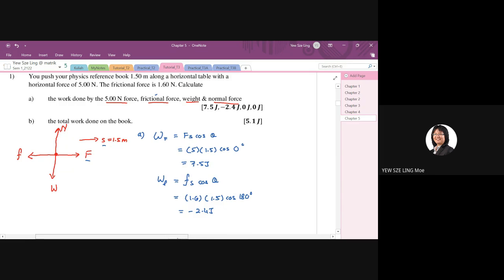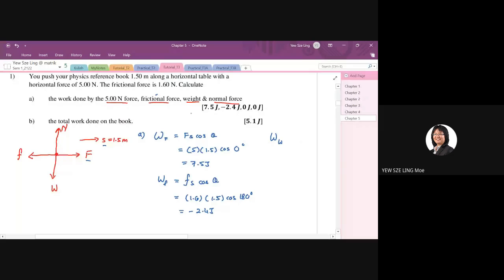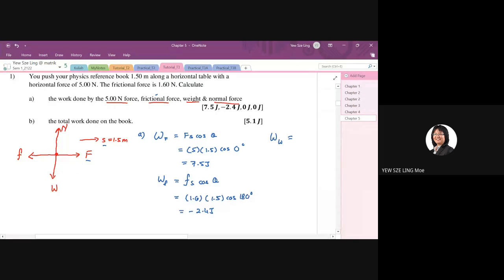All right, and then the next one, I'm going to calculate the work done by the weight. So you don't get confused, in this chapter you have two Ws. The first W that I put on the left hand side is the work done. The second W that I put in the equation is the weight, the force. So W s cos theta, which is then equal to W.